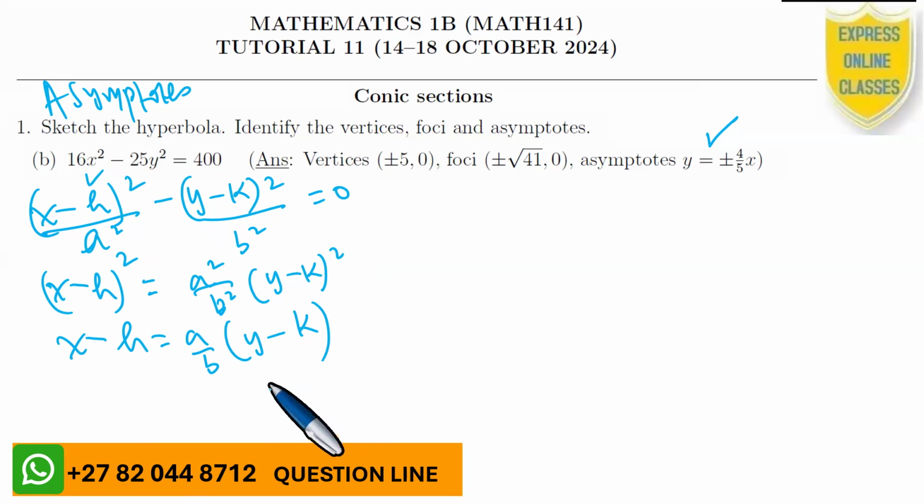As for answering the question whether it's always a over b or b over a: we make y the subject. You can see, always make y the subject. It would have been a over b all the time if x is the subject, you make x the subject. But it's not like that. This is going to be plus or minus there. So y is plus or minus b over a, y minus k.